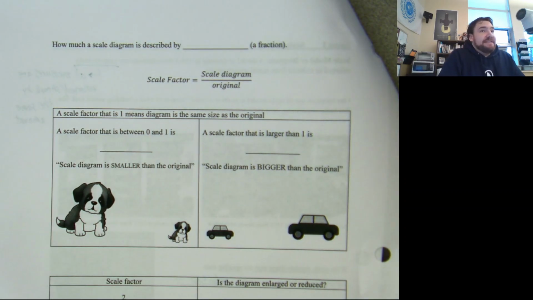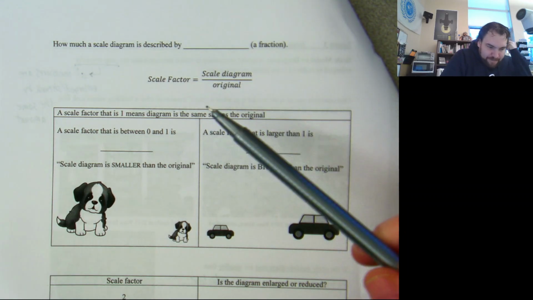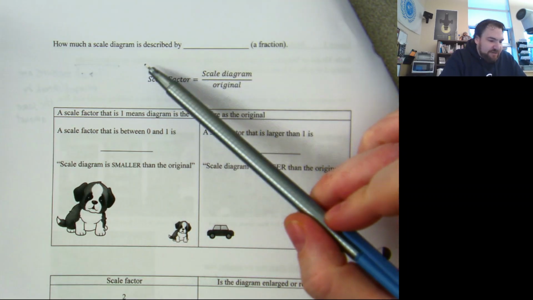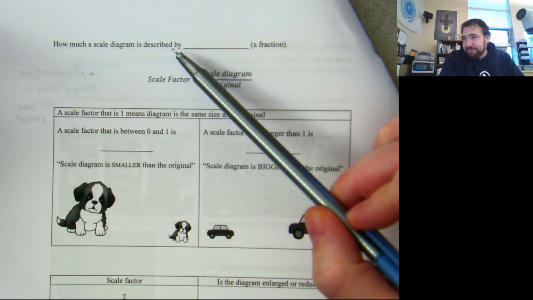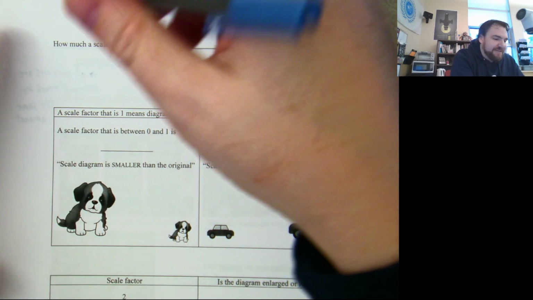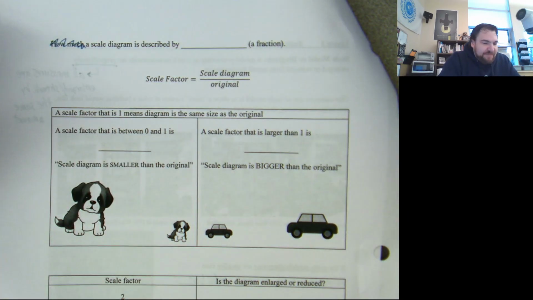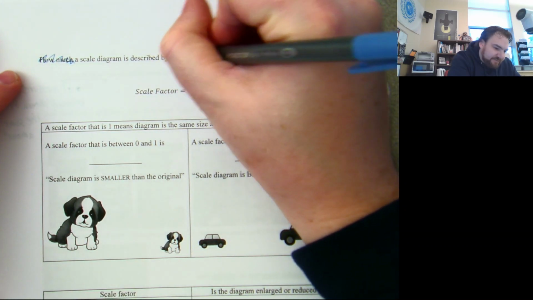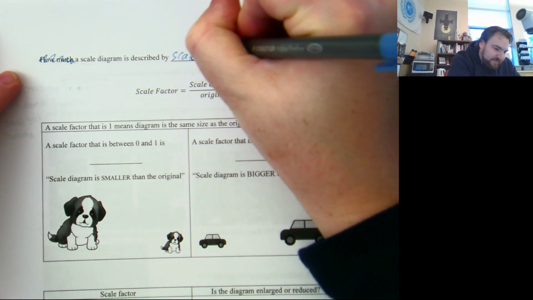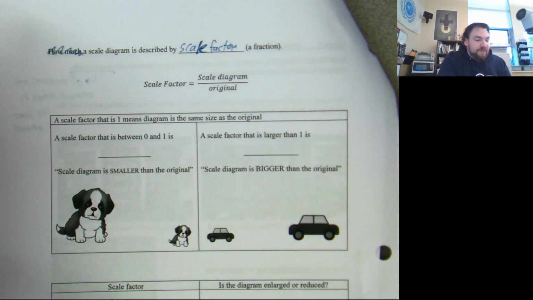So we've got a few ways to represent scales. So how much a scale diagram is described. Sorry, this is incorrect. This is messed up. Get rid of this. A scale diagram can be described by a scale factor. And we can write the scale factor a couple of different ways.